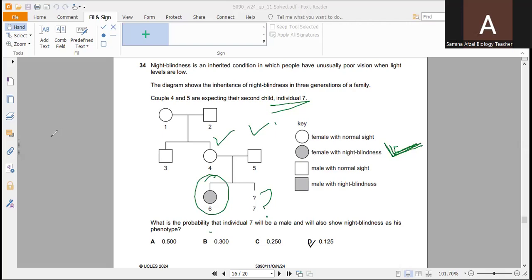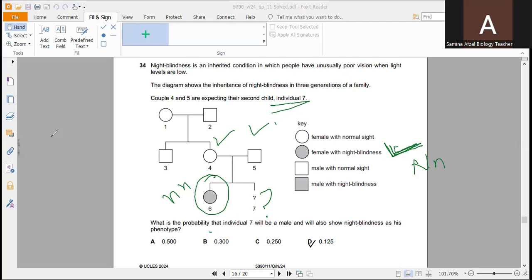Here you can see that individuals 1 and 2 are both carriers, because they have a child with this condition. Individual 6 has night blindness, so the genotype is this. The possible genotypes of individuals 4 and 5 must be carriers, that is capital N, small n. That is the reason individual 6 is suffering from this.